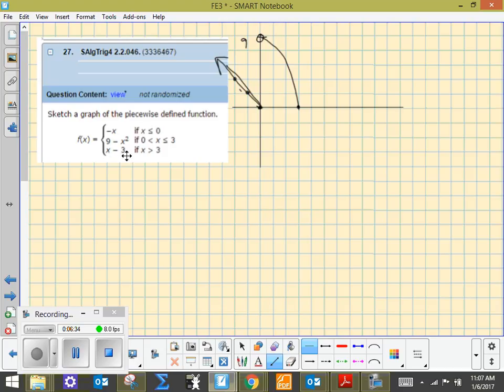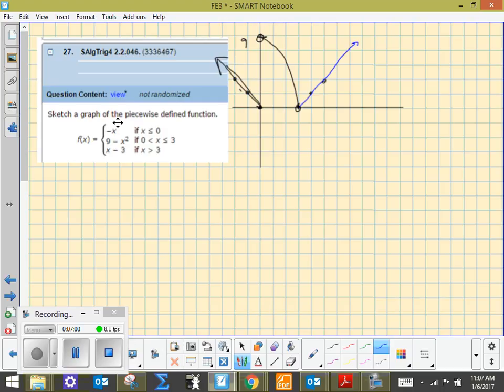And now x minus 3 for when x is greater than 3. So I'm going to try 3. I plug in here, I get 0, so it's going to be on top of that point there. Now I'm going to try something like 4. So 4 minus 3 would be 1, so 4 comma 1 needs to be plotted. And then keep doing that. 5 minus 3 would be 2, so 5 comma 2 needs to be plotted. And that keeps going on for x greater than 3. So that's my final graph for that piecewise function.